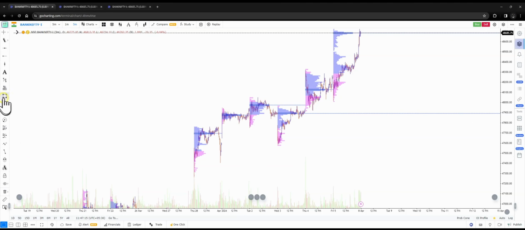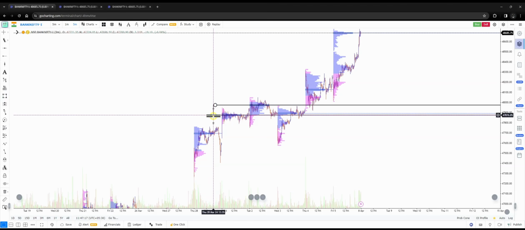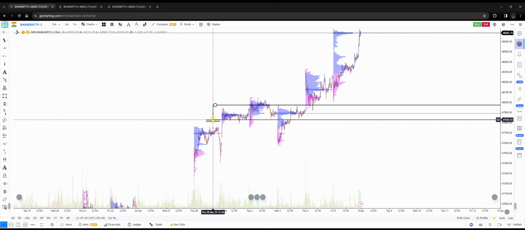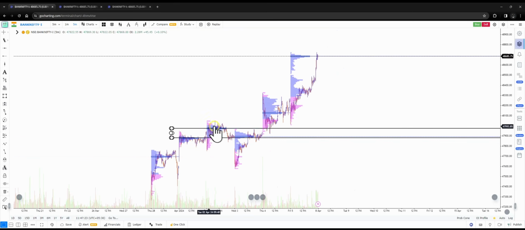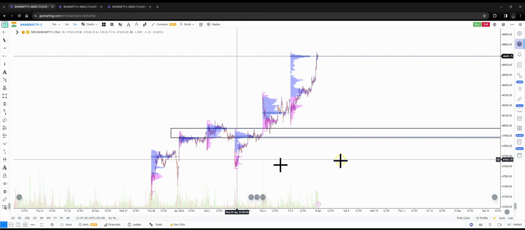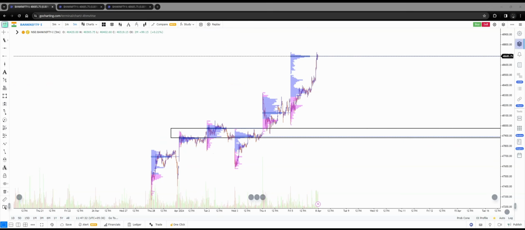I'll just get the rectangle tool out also. If you've not seen that video, you can go ahead and check it out. This is a zone which was really interesting. You see these POCs, a lot of volume cluster taking place here. Again, you can merge the profiles to the left and see what I'm talking about, and the market broke out of here. Now again, it does sound like hindsight.